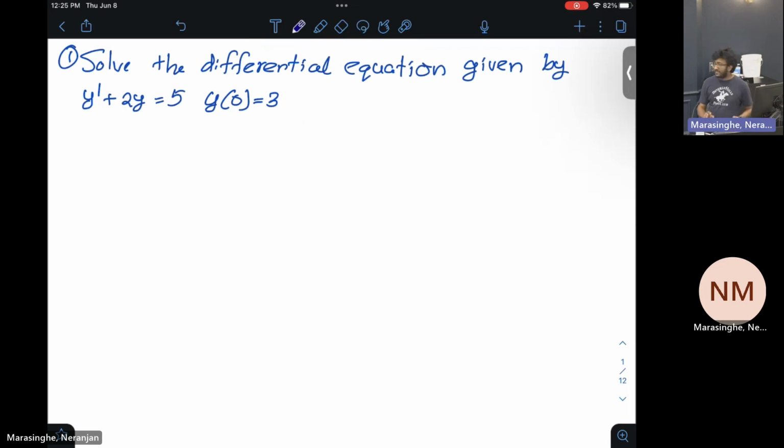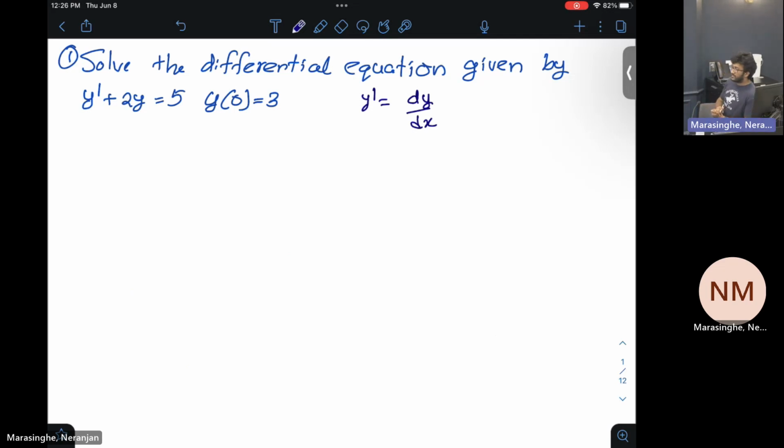Let's consider this problem. Consider the differential equation given by y dash plus 2y equals 5. Y dash means the derivative of y with respect to x. y dash is equal to dy over dx. Okay. Let's try to solve this differential equation.